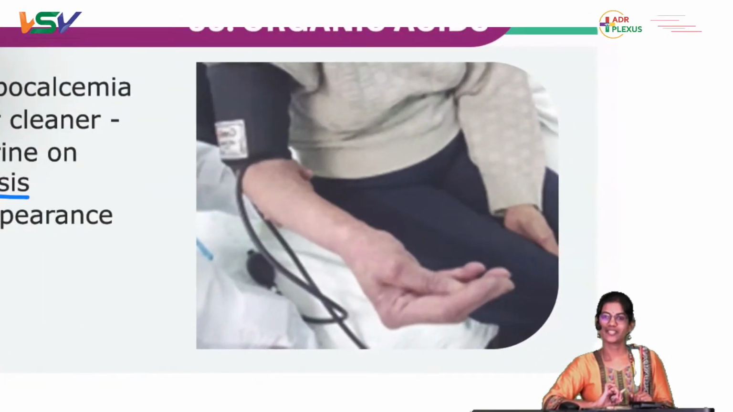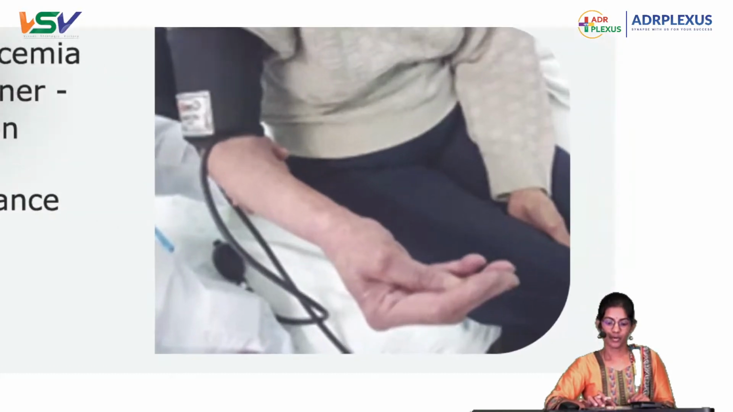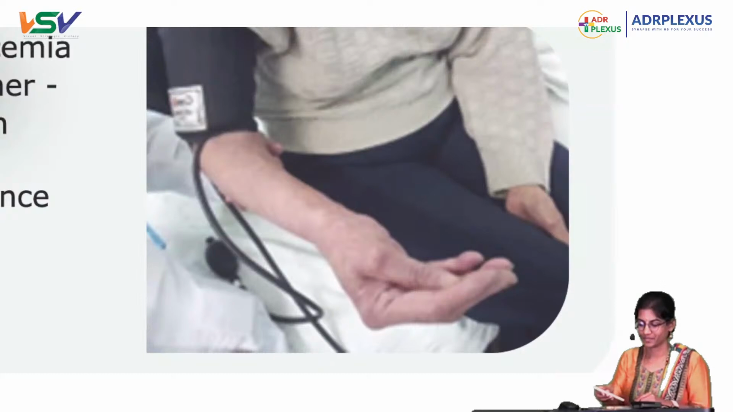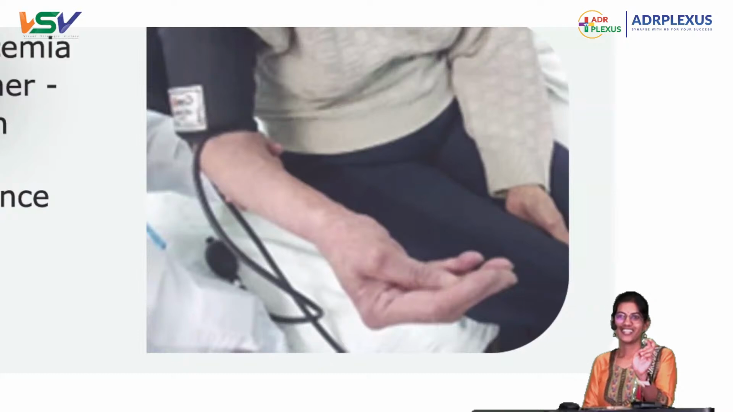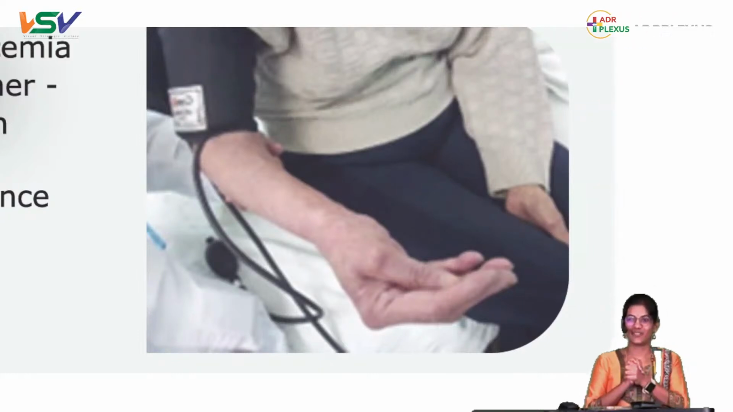Now if they have given you this image, what is the poison that you will suspect? Very good. Oxalic acid. Any other? Two more. Ethylene glycol and hydrogen fluoride. Very good.